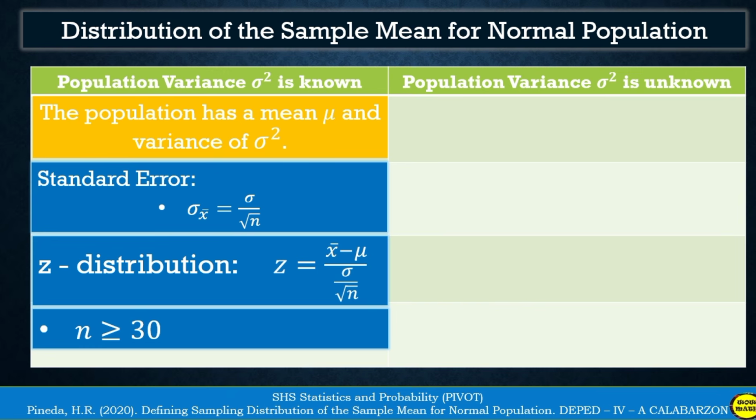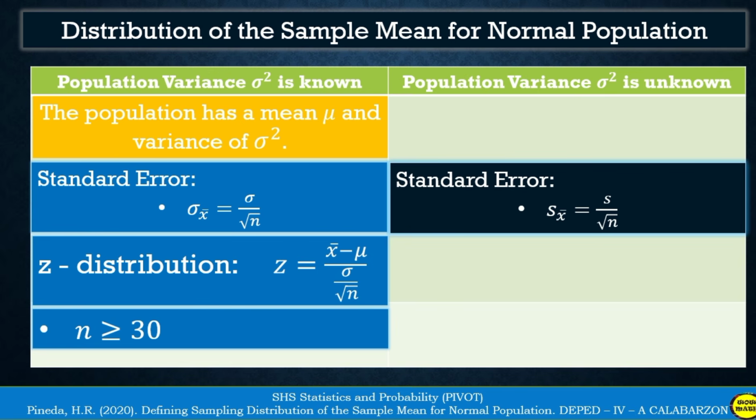When the population variance is unknown, the formula for the standard error is the same, but we replace sigma with s, where s is the point estimate of the population standard deviation, or the sample standard deviation. And n, of course, is the sample size.